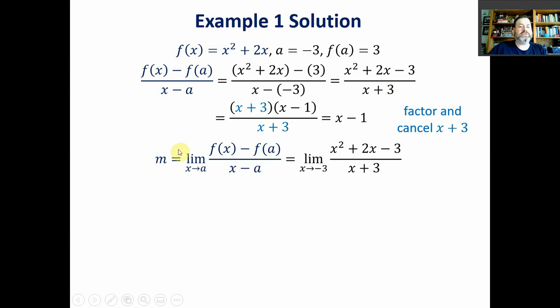So here, we have to compute m. M is the limit of this, right? That's the definition. Which, just plug everything in, that's this. Can't plug in -3, so I'm going to replace this expression here with this, right? So it's just the limit as x approaches -3 of x minus 1, which now we can use direct substitution, plug in -3, and get -4. So that's the basic idea.